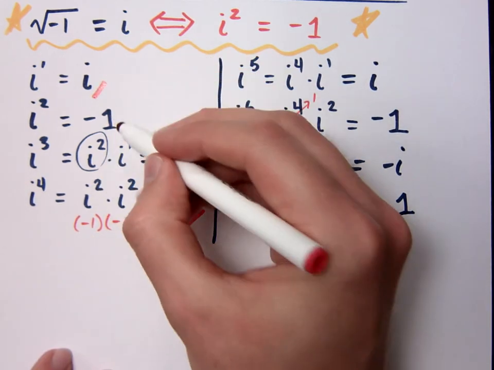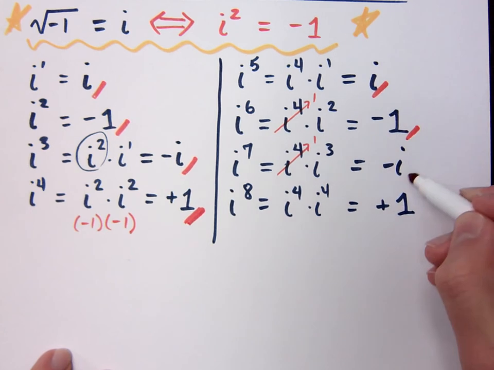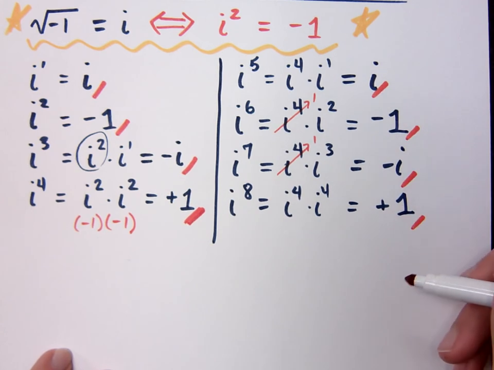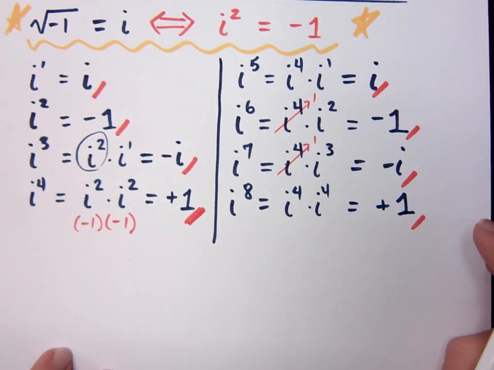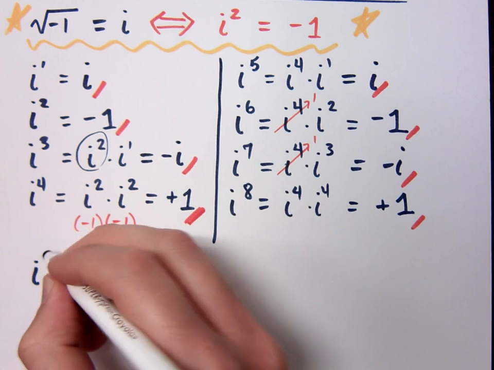Look at the pattern that you have here. i, negative 1, negative i, 1. i, negative 1, negative i, 1. I see I lost the pattern now. So we can use i to the eighth too, right? But what that allows me to do is to simplify something like this. i to the 23rd power.